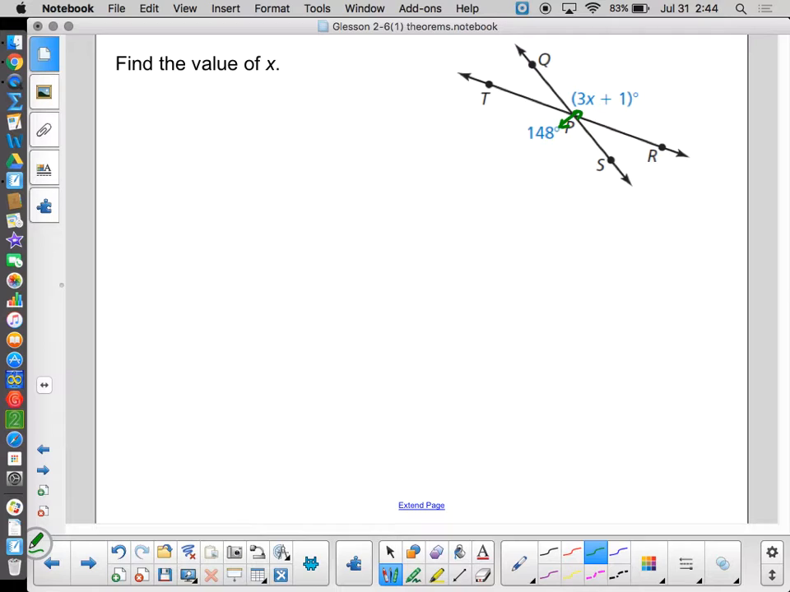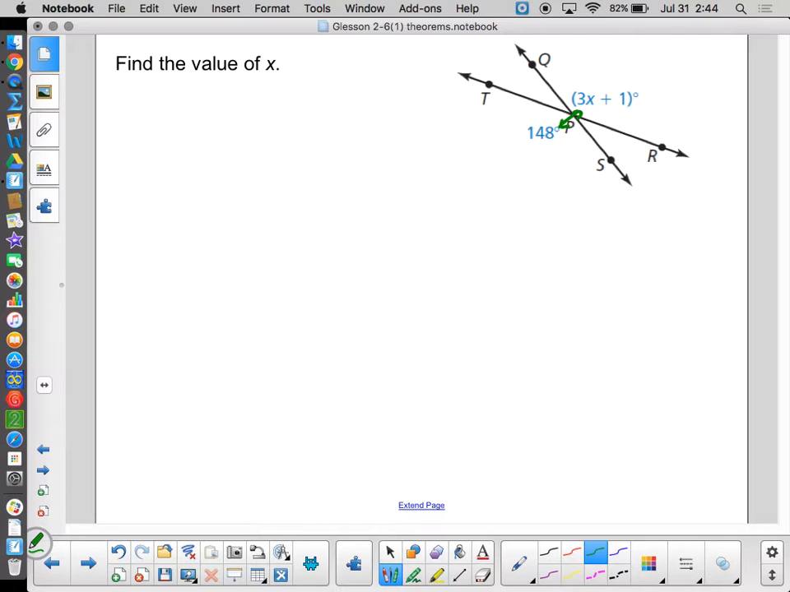Are they adding up to 180? Are they congruent? Are they complementary? Do they add up to 90? Do they add up to some other sum? Determine the relationship before you set up your equation. Don't just dive into, oh, I'm going to add them up to 180, or I'm going to set them equal to each other. If you do that, you're going to be wrong 3 out of 4 times.